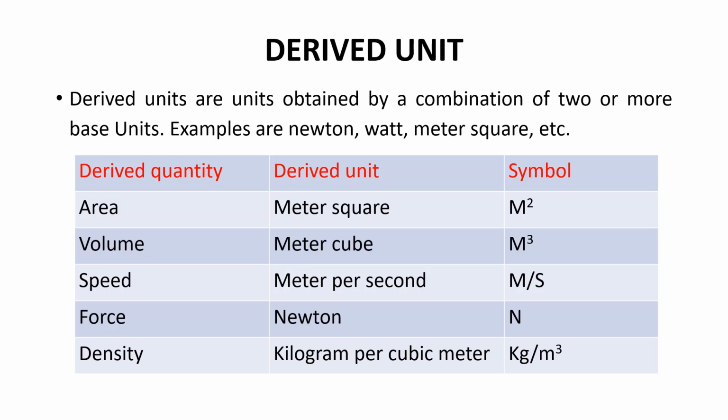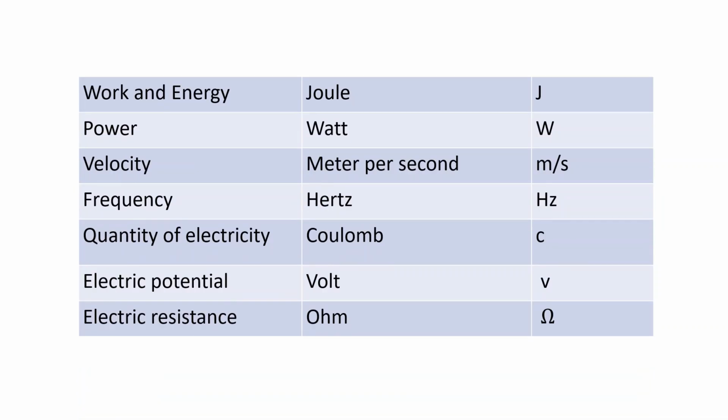or cubic meter. Then we also have work and energy having the same unit, joule. Then power, we have watt. Velocity, we have meter per second. Frequency is Hertz. Then quantity of electricity is coulomb. Then electric potential, its unit is volts. Then electric resistance, its unit is ohm.